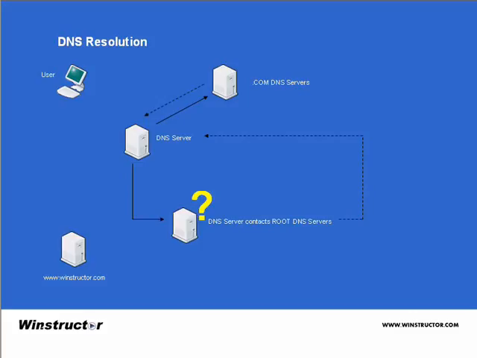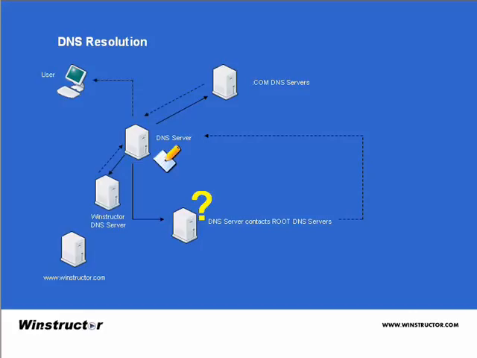So this IP address is then sent back to our DNS server. So our DNS server contacts the winstructor.com DNS server and asks for the IP address of the machine named www on the winstructor.com domain. So the winstructor.com DNS server responds and sends our DNS server the IP address of the web server, and then our DNS server caches that information locally.